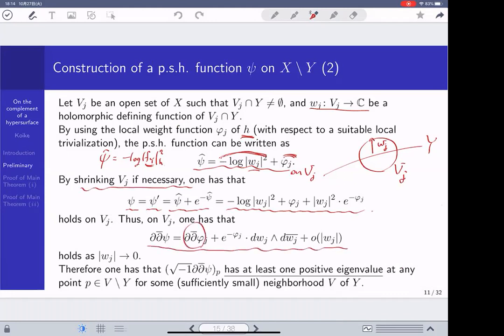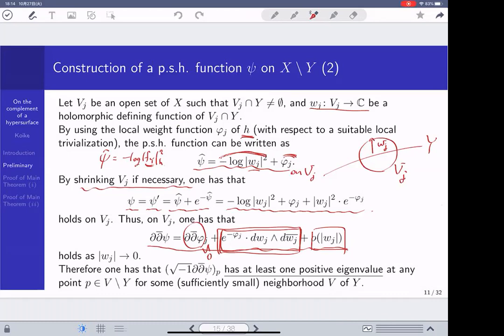And this one is, complex Hessian of phi j is semi-positive, positive semi-definite. And here, a positive eigenvalue appears. And this one is a very small part. So, as a summary, what I wanted to say in the previous slide and this slide is, one has that the complex Hessian of psi has at least one positive eigenvalue at any point p in V set minus Y, if we shrink V if necessary for some sufficiently small neighborhood V of Y.